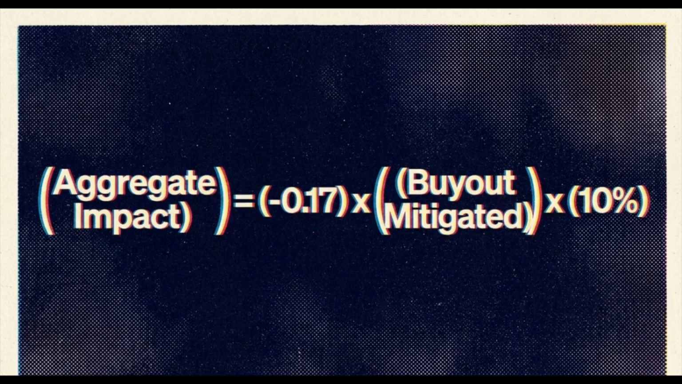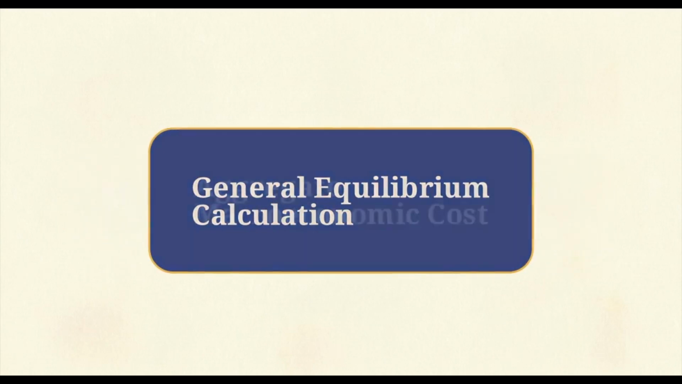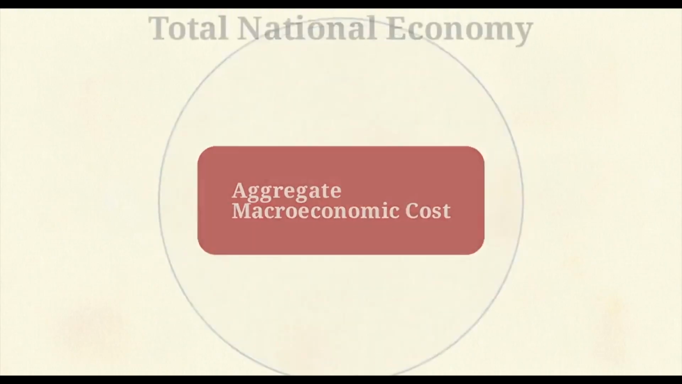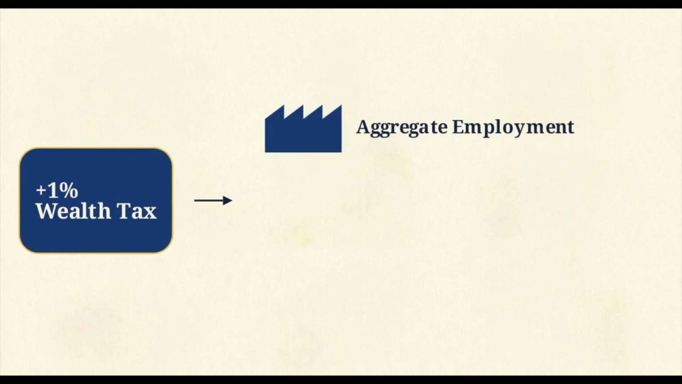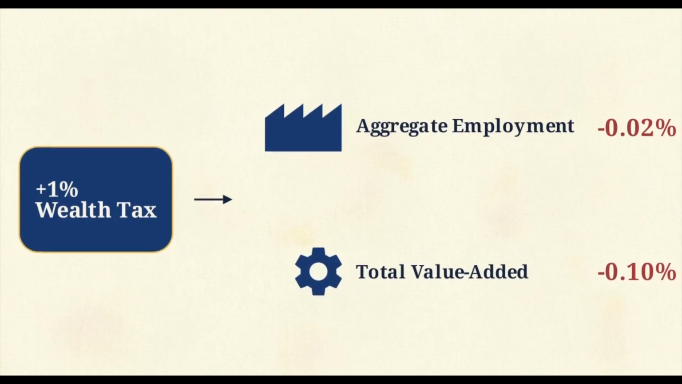Returning to the mathematical framework we saw earlier, we can now plug in the solved variables. We have a highly inelastic population stock, a firm impact that is heavily mitigated by local buyouts, and a granular baseline wealth share. Multiplying these three terms gives the general equilibrium calculation for the aggregate penalty of wealthy capital flight. The total macroeconomic cost is exceptionally small. A 1% wealth tax increase decreases aggregate national employment by only 0.02% and total value added by just 0.10%.